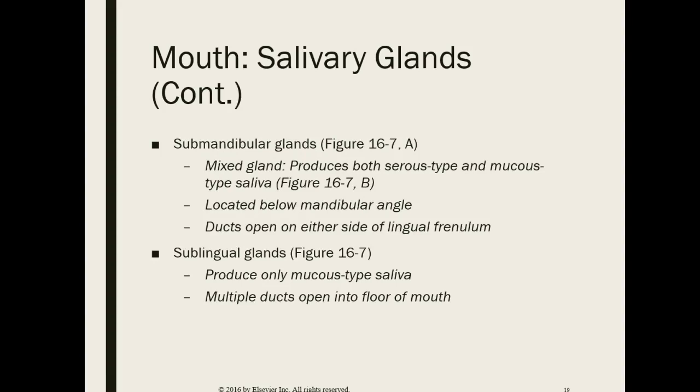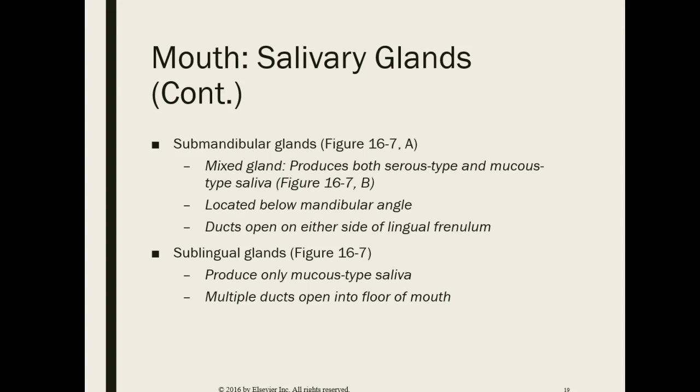And then we have our submandibular glands. This one is actually a mixed gland, so it's going to produce both types of saliva. Located right below the mandibular angle. And then the ducts are going to open on either side of the lingual frenulum. So these are located on the floor of the mouth.